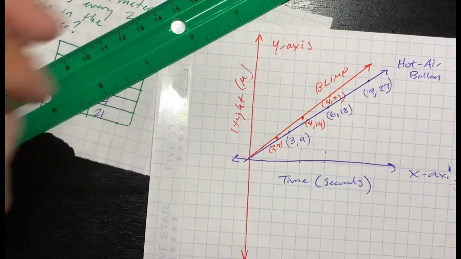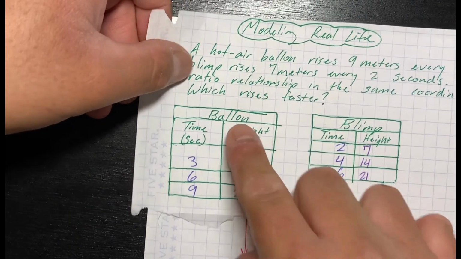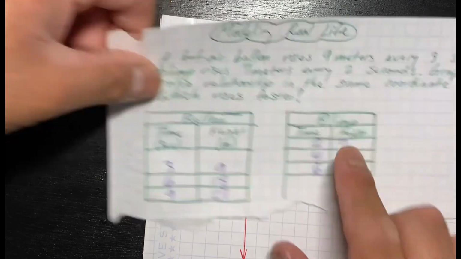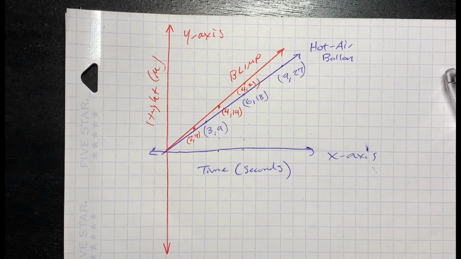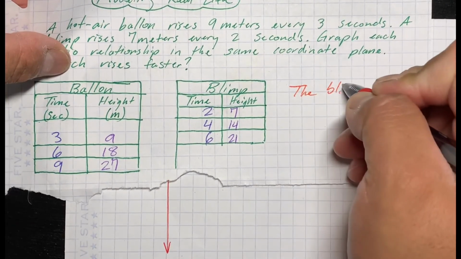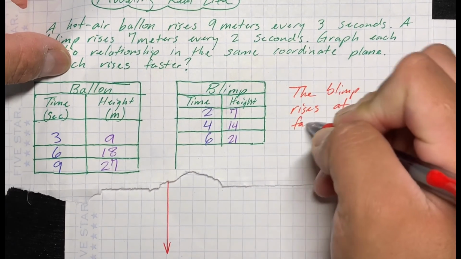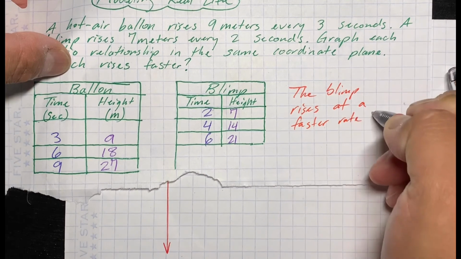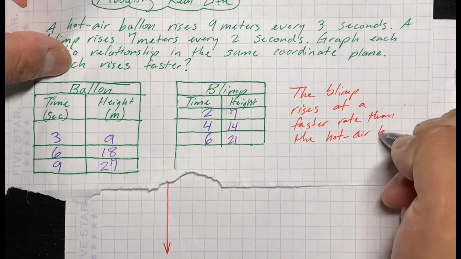So the question asks us, which rises faster? Does a hot air balloon rise faster, or does the blimp rise faster? And according to this, after we graphed it, it shows that the blimp rises at a faster rate than the hot air balloon.